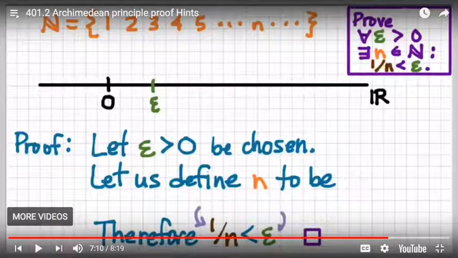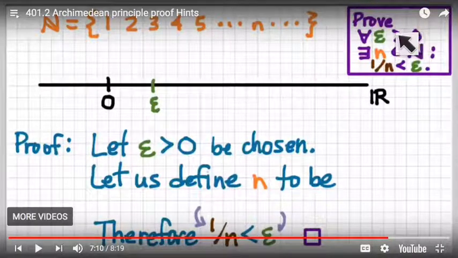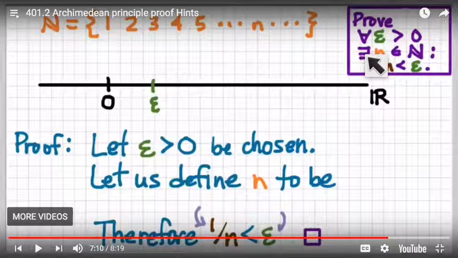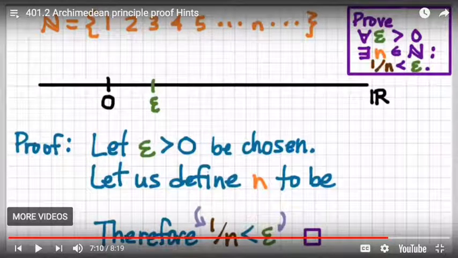I think it's useful to diagram out the logical content of a statement that you're trying to prove. That logical content should be mirrored in the order in which stuff appears in your proof itself. So the statement you're trying to prove is that for all positive real numbers epsilon, there exists a natural number n with the property that 1 over n is less than epsilon.